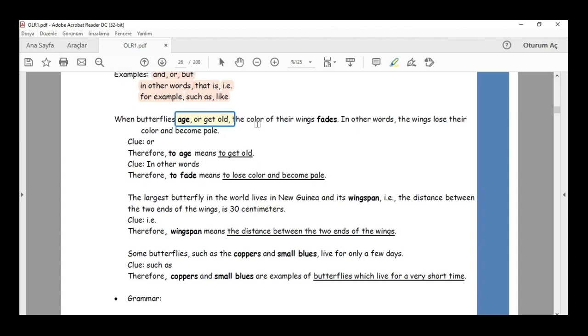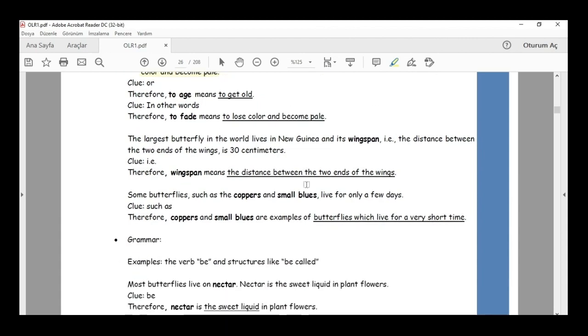How about the next one? The color of their wings fades. What does fade mean? In other words, the wings lose their color and become pale. The color is already here. So fade must mean lose it, right? Become pale. Fade means to lose color and become pale.